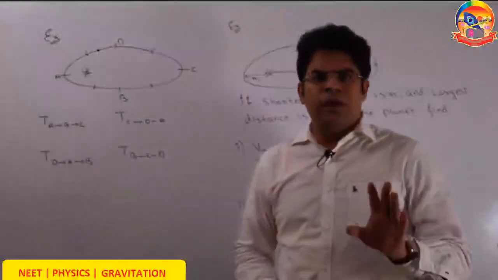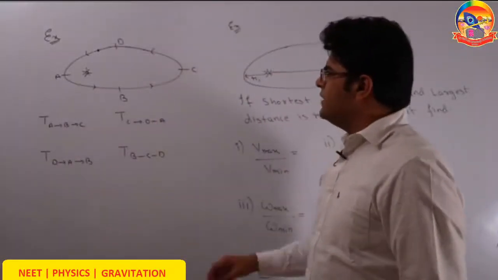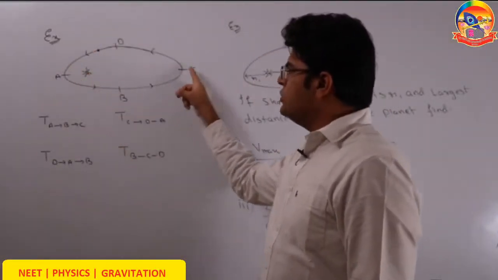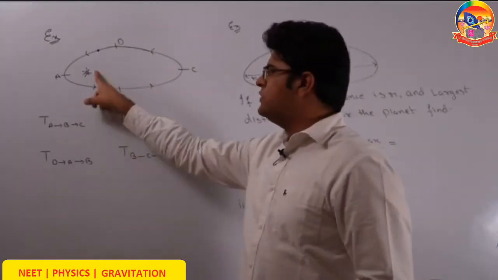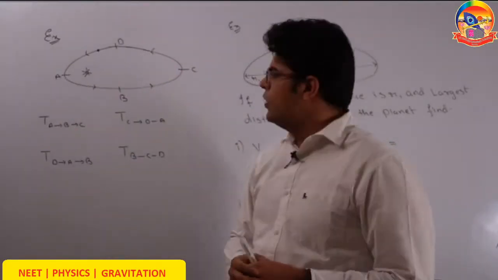So let's do 2 examples based on Kepler's law. Let's say this elliptical path is the orbit of a planet, and this is the sun present at one of the foci.